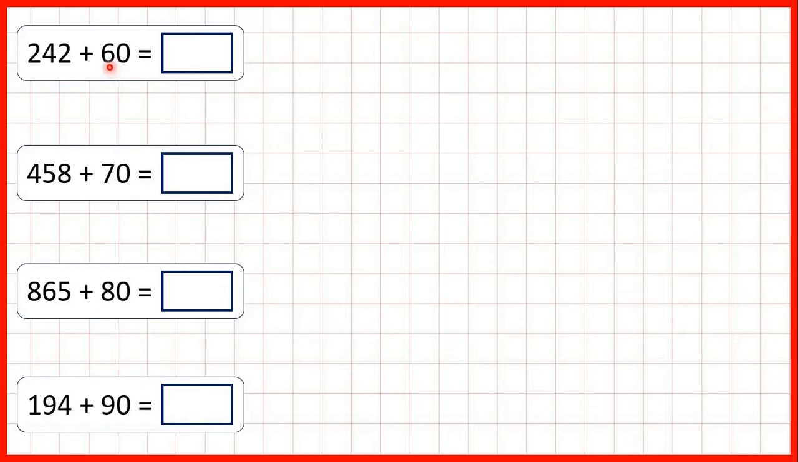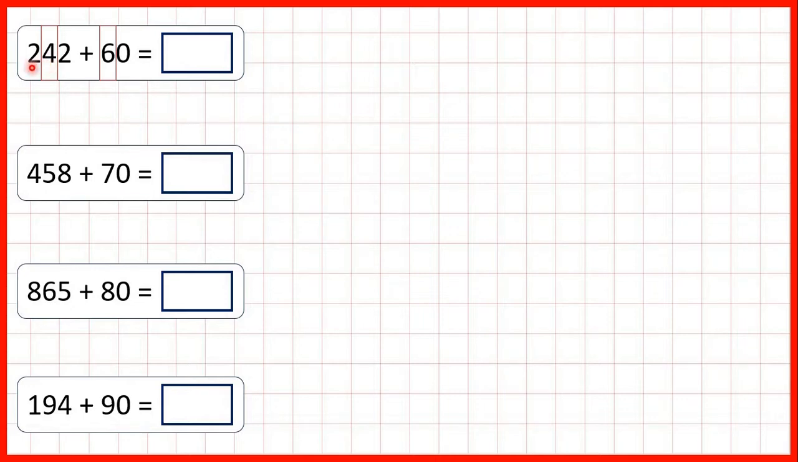In these questions, we need to add a multiple of 10 to a 3-digit number. Remember, a multiple of 10 is a number in the 10 times table, so a number that ends in a 0. First, we have 242 plus 60. Now, because we're adding a multiple of 10, we can highlight our tens digits. We have 4 tens, and we need to add 6 tens. But 4 plus 6 is 10, and we can't write 10 in our tens place because we can only have 1 digit in each place value.